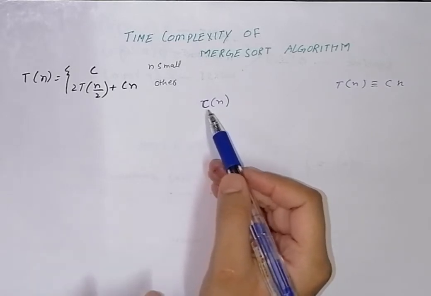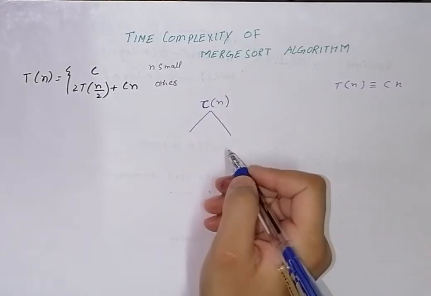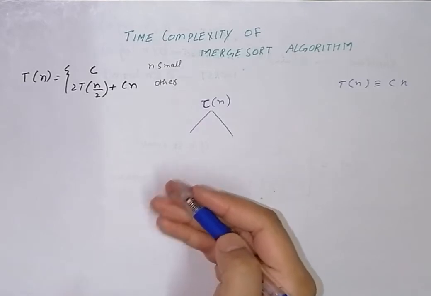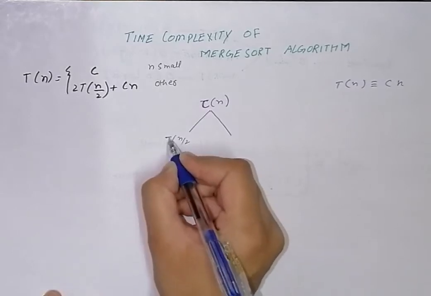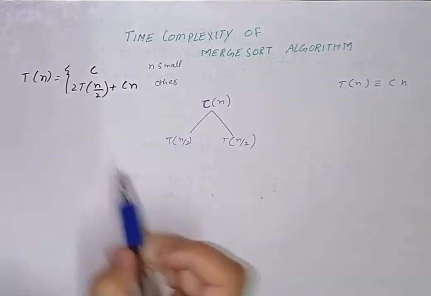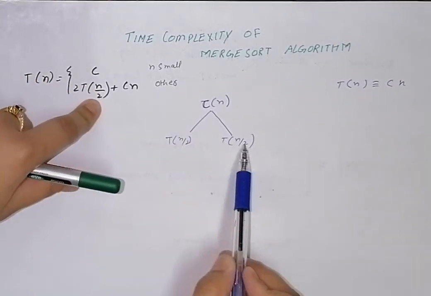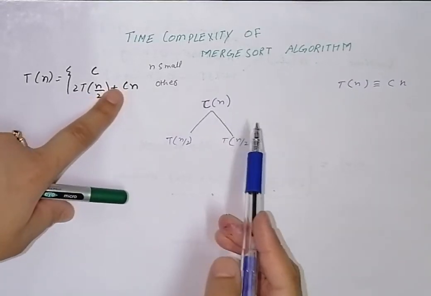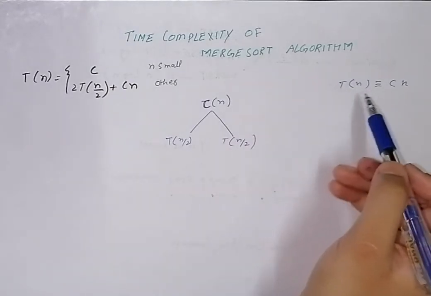So the cost for splitting and division is C of n, and there are two other costs. At every iteration, it is dividing the data into two parts, that is, T of n by 2 and T of n by 2. Okay, two parts. Data is being divided into two parts. Each part has size n by 2, and C of n is the cost for data division, splitting and merging.